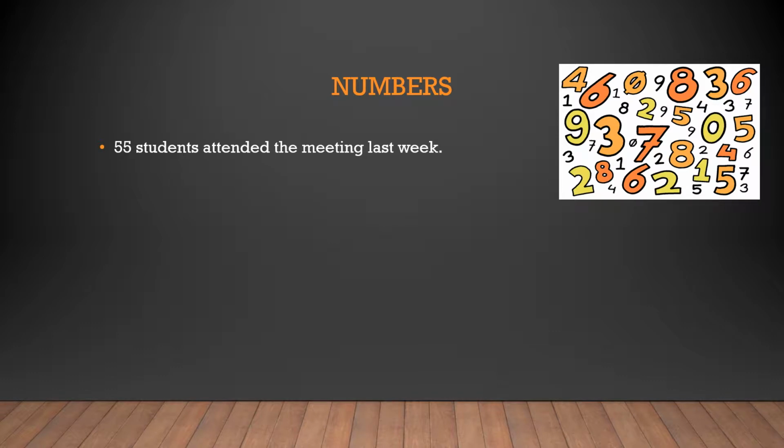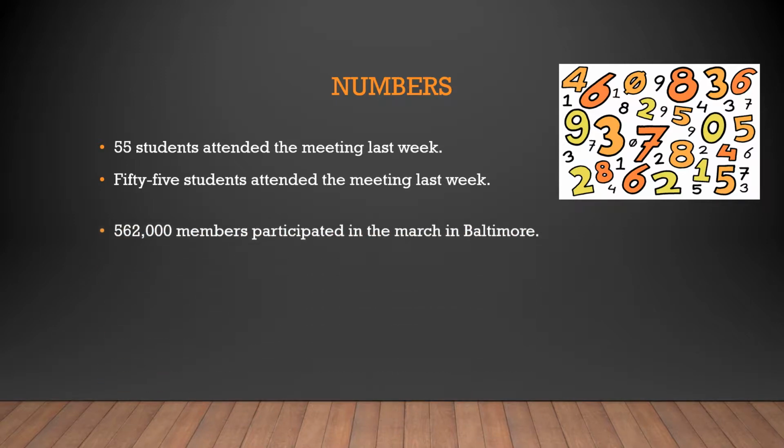One of the biggest problems students oftentimes have is figuring out how to start sentences with numbers. So this first sentence on your screen there is incorrect. You actually have to spell out the number if you're going to start off a sentence with a number. So 55 would become fifty-five spelled out to start off that sentence there.